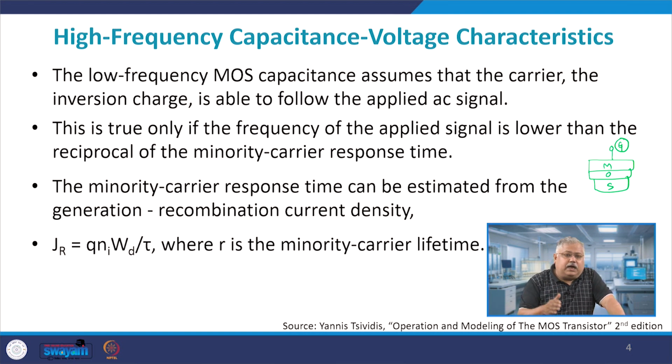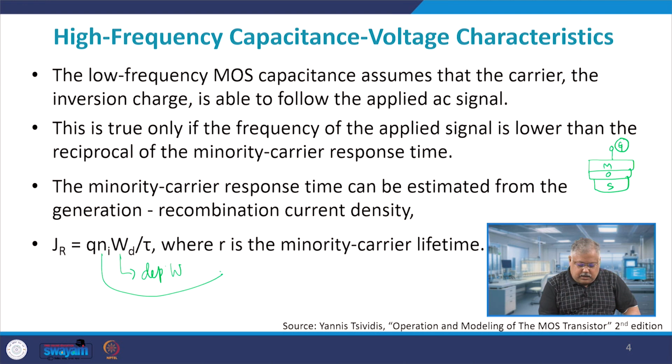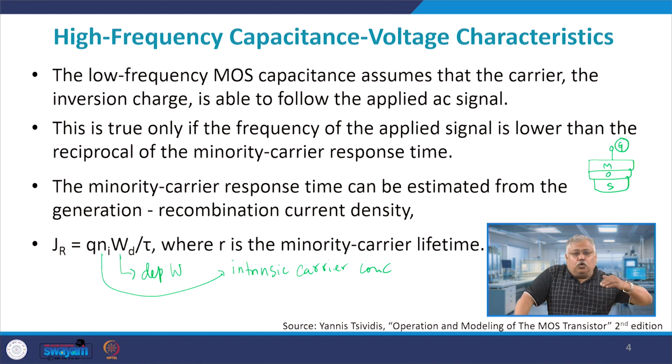Now, the minority carrier lifetime is generally estimated by the generation recombination current density, which is given by this formula which you see here, Jr equals q into ni into Wd by tau, where Wd is the depletion width thickness, ni is the intrinsic carrier concentration, and of course q is the charge. So, the lower the value of your minority carrier lifetime, the larger will be the value of Jr. Jr is basically your generation recombination current density.